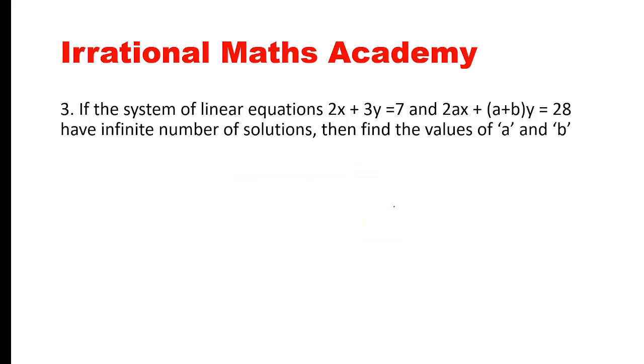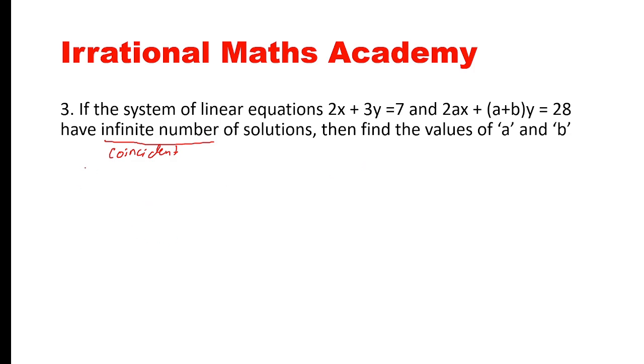Next, if the system of linear equations has an infinite number of solutions. An infinite number of solutions is possible when the lines are what? Coincident lines. Infinite solutions means coincident lines. Same thing, we have to find out the A and B values.